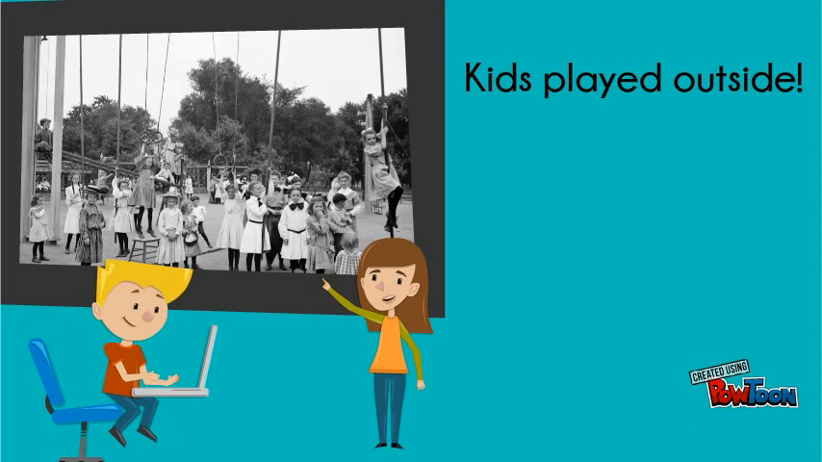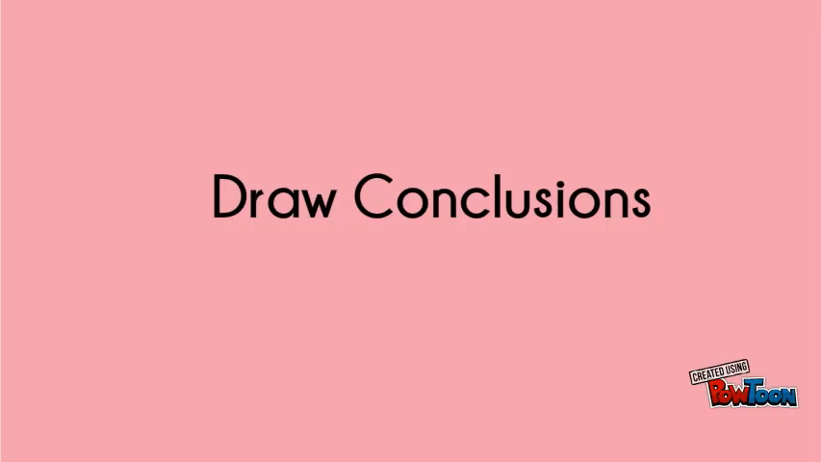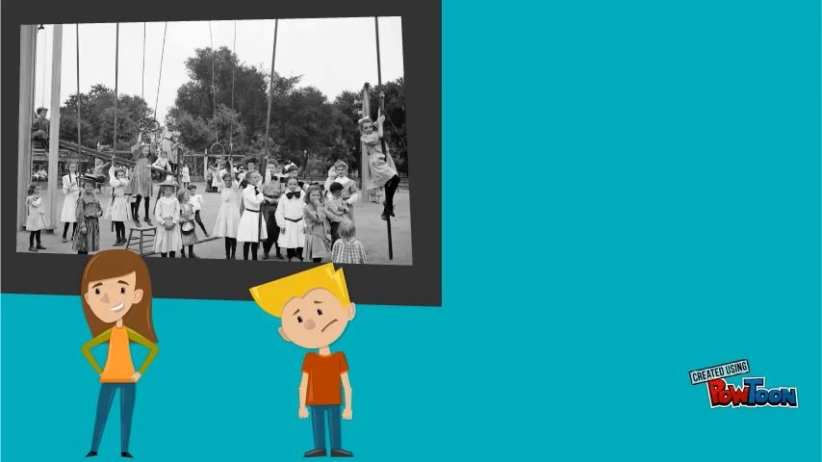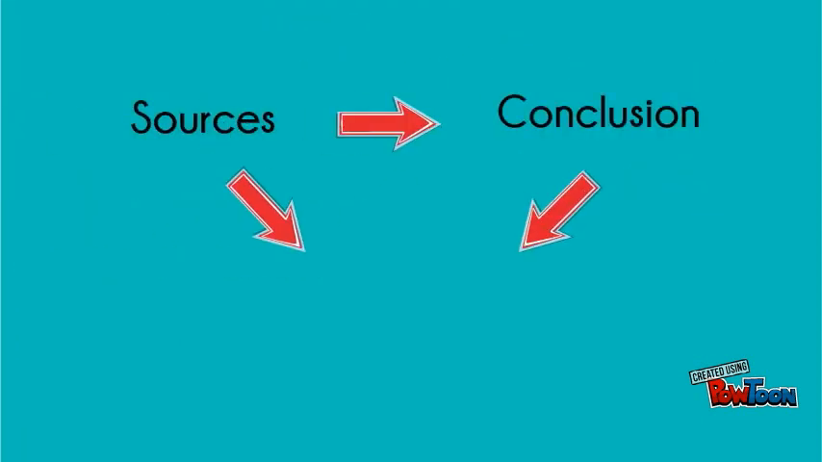Kids played outside on playgrounds just like we do today. It's just a bunch of wooden ropes. Class, now that you have gathered evidence from your sources, you are ready to decide what that means. In other words, draw a conclusion. The playgrounds were not as fun as today's playgrounds. I don't think I would feel safe on that playground. Using sources to draw conclusions is an important historical skill.